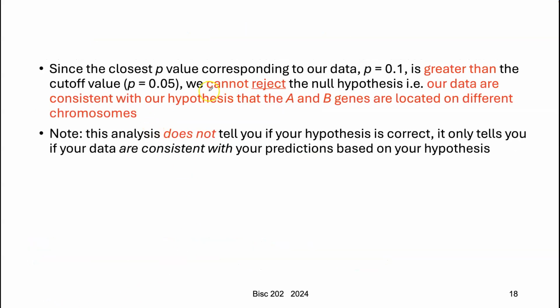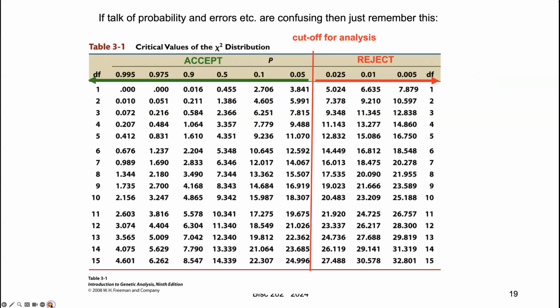So in our case, we can't reject that null hypothesis, and so we can conclude that the numbers we have are consistent with the fact that those two genes are on different chromosomes. Just notice, this doesn't necessarily mean that we're correct in our hypothesis, but it means the data we've generated don't let us disprove our hypothesis.